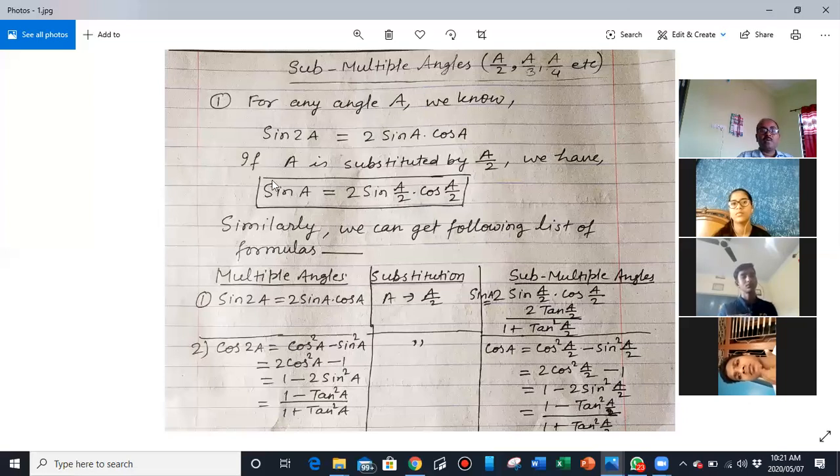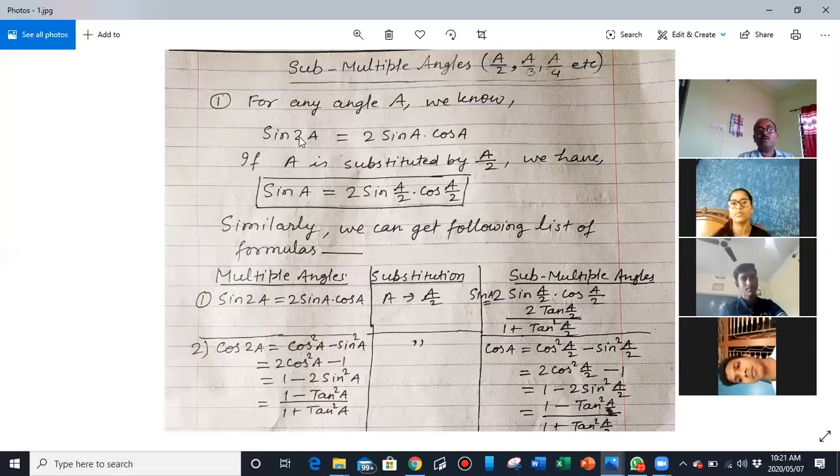So here I have explained one formula, and the rest I have listed below. Like you know, sin 2A equals 2 sin A into cos A. This is a formula of multiple angle. But mind it, this formula is true for any value of angle A. Now what trick do we apply here? If this A is replaced by A by 2, then what will happen? Sin 2 into A by 2.